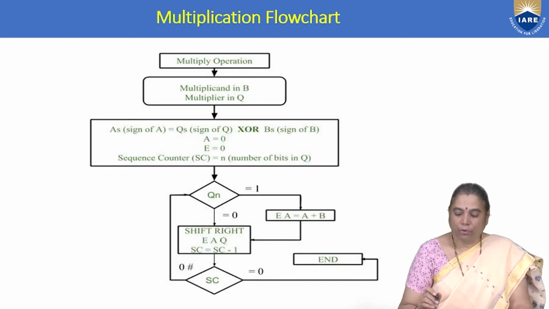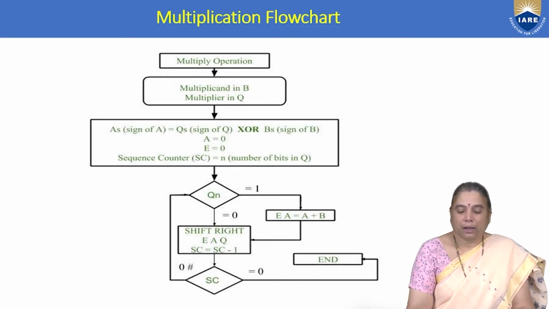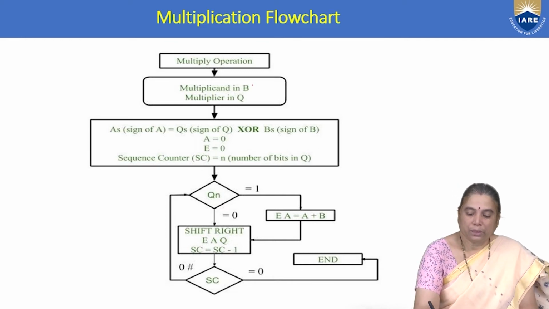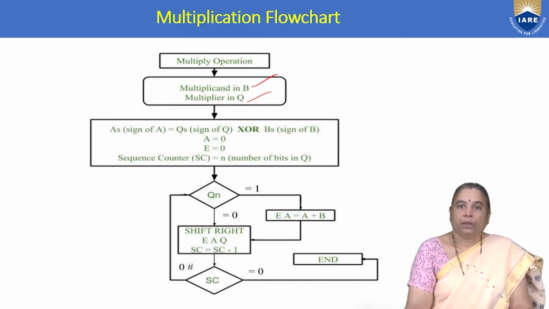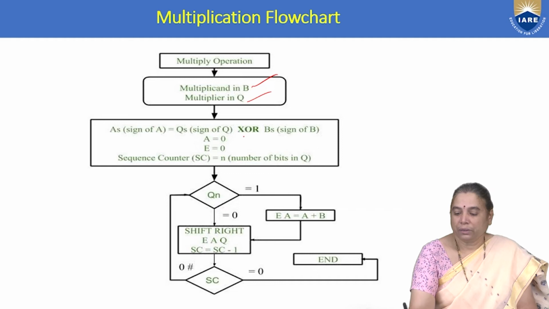Now you have to look into the flowchart of the binary multiplication. So multiply is the operation. Two numbers are considered, the multiplicand and the multiplier. The multiplicand is stored in the B register and the multiplier is stored in the Q register. In order to determine the sign of the product, we have to compare the signs of the multiplier and multiplicand with the XOR operation. So consider the XOR truth table.